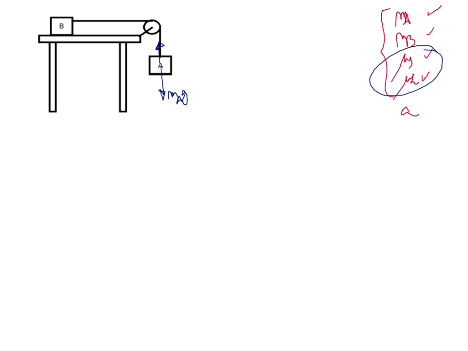MAG, T, T, N, MBG, and obviously if B is being accelerated towards the right, we know we're dealing with FK. Therefore, this is mu K N. Much easier, right? As long as you identify the direction of motion, FK is easy. So really the equation is exactly the same as before. The only difference is you're going to get MAG minus T is equal to MAA.